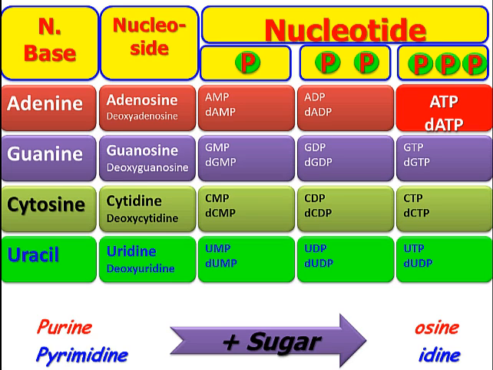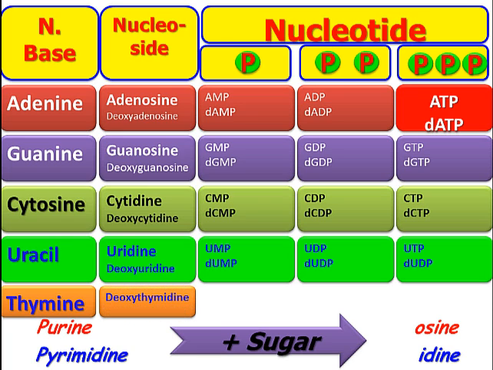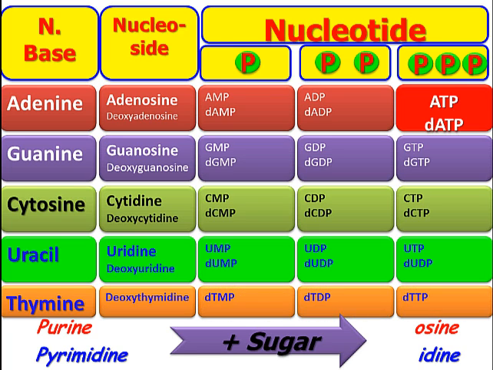The last pyrimidine nitrogen base we talk about here is thymine. Remember that thymine is found in DNA and not in RNA. In the USMLE book, as I searched, I just saw deoxythymidine as the nucleoside. Deoxythymidine mono, di, and triphosphate are the name of nucleotide. So, deoxythymidine is the nucleoside, deoxythymidine monophosphate, deoxythymidine diphosphate, and deoxythymidine triphosphate.